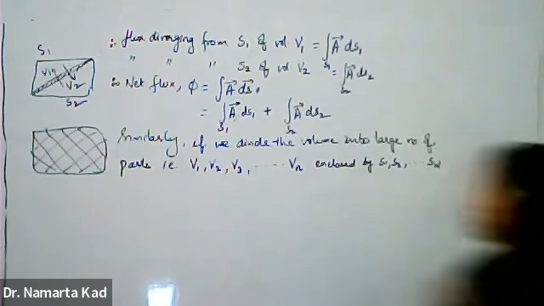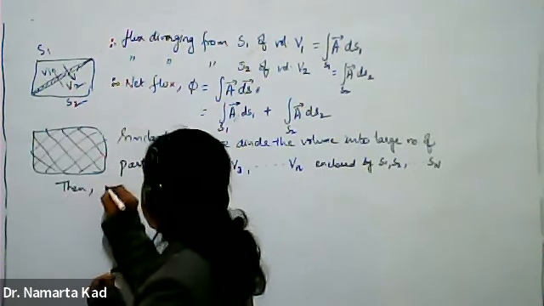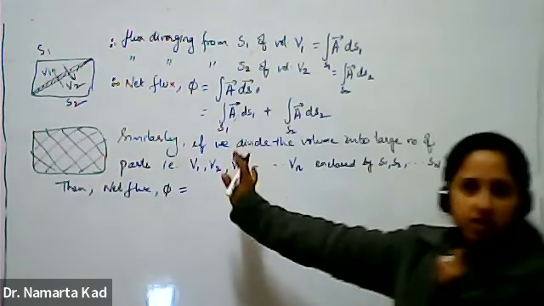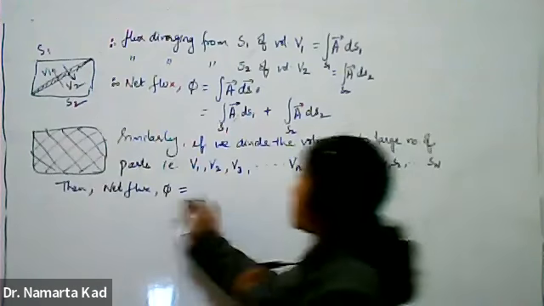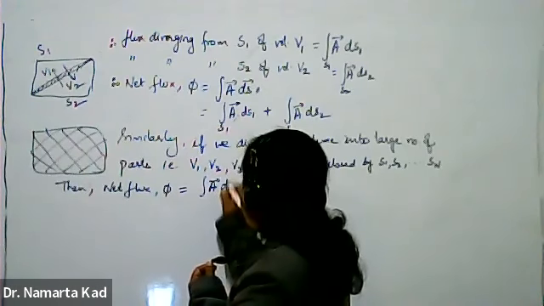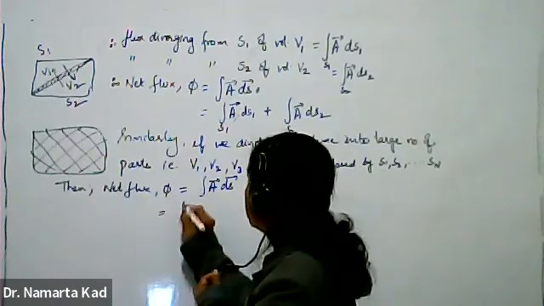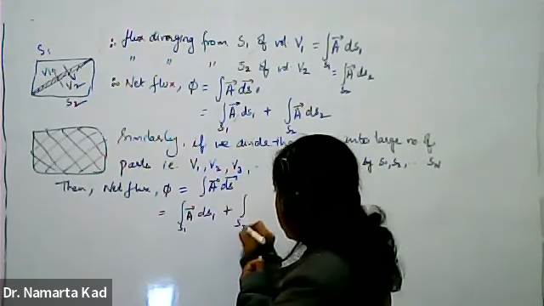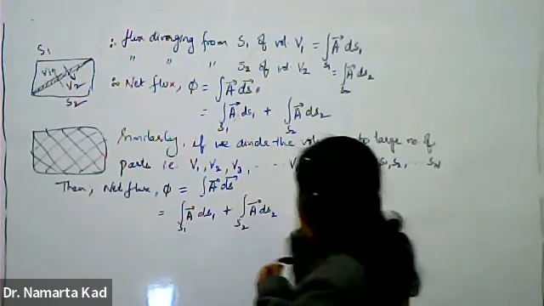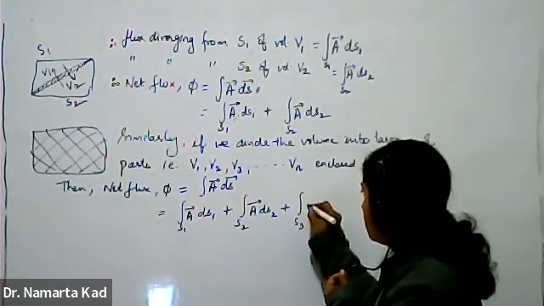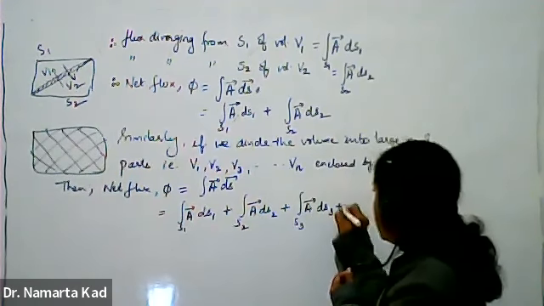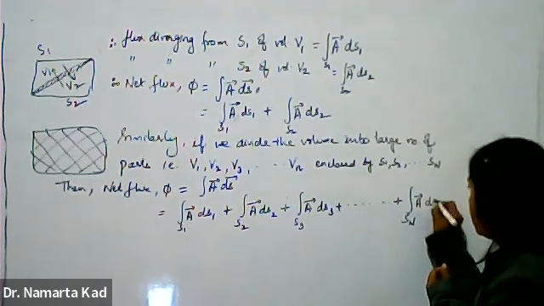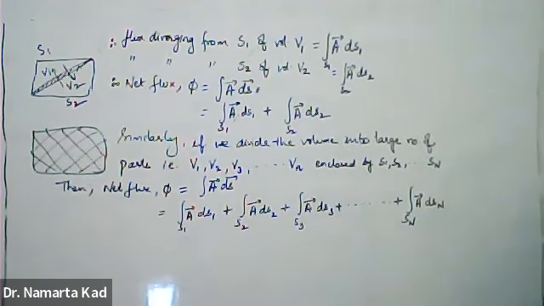Okay, then the net flux. Net flux phi, in a similar way as we have done in the previous step, can also be written as phi equals the integral of A dot ds, which is equal to the integral over S1 of A dot ds1 plus the integral over S2 of A dot ds2 plus the integral over S3 of A dot ds3 and so on, up to Sn of A dot dsn. So in this way it can be written.